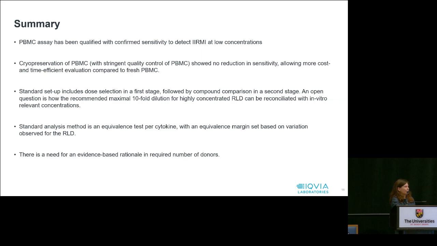We normally perform an equivalence test per cytokine, where we follow the recommendation of an equivalence margin that is based on the variation observed for the RLD. For us, this works out quite well, so we see that we can obtain equivalence margins that also make scientific sense based on the variation and the sample size that we use. And then, we also pose the question that there should be at least an evidence-based rationale in the required number of donors, because sometimes we get these recommendations that we don't know very well on which they are based.